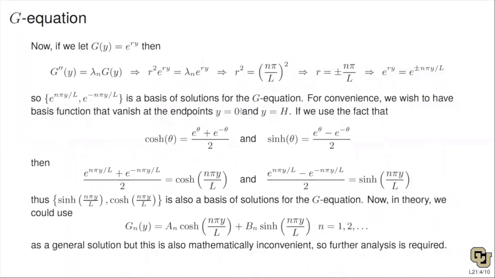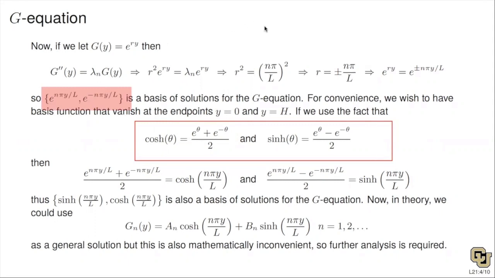If you just straight solve the ODE, the basis of the solutions is this set of exponential functions. But then you can take linear combinations, and so we can get a new basis. We can get cosh and sinh. So here, from this basis, I take new linear combinations, and then I get cosh and sinh. But again, we don't like this because we want one of these terms to disappear when y equals 0, and one of these terms to disappear when y equals capital H.